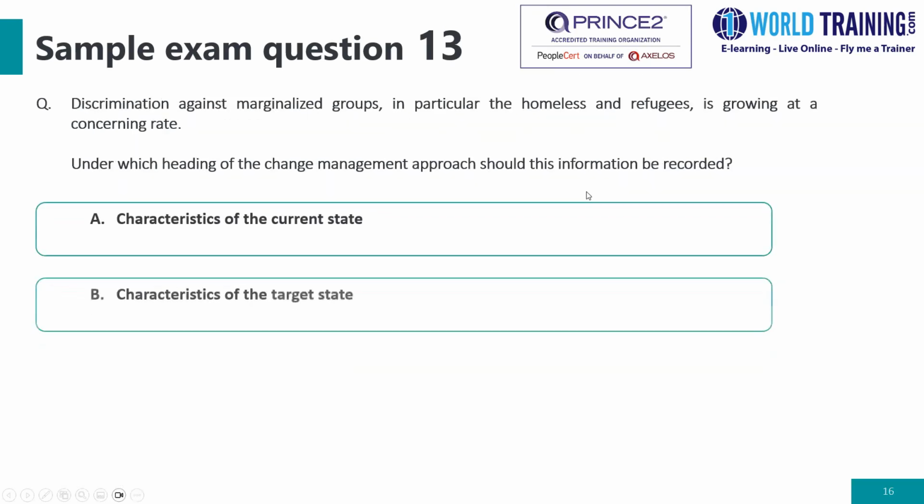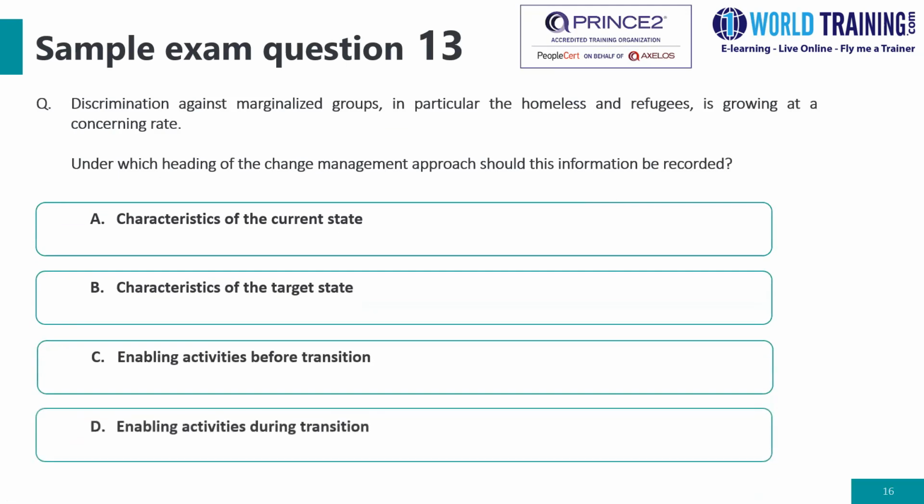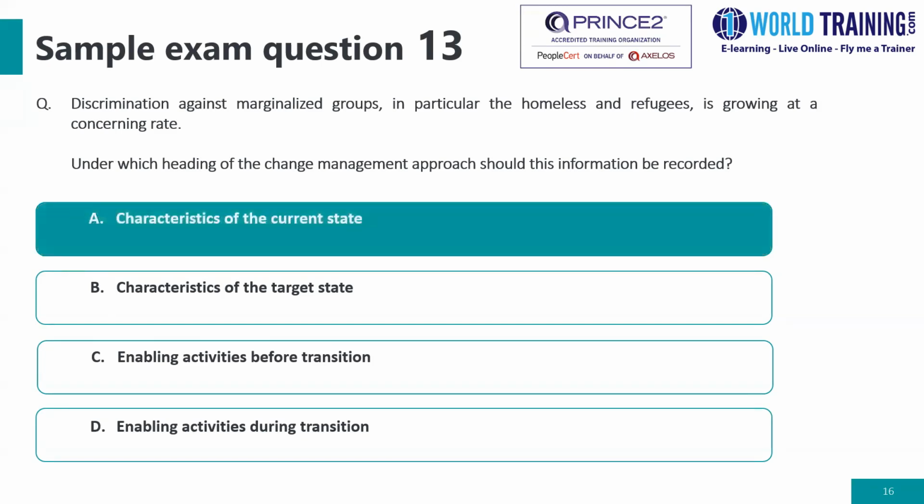The next one: discrimination against marginalized groups, in particular the homeless and refugees, is growing at a concerning rate. Under which heading of the change management approach should this information be recorded? It should be within A, characteristics of the current state.